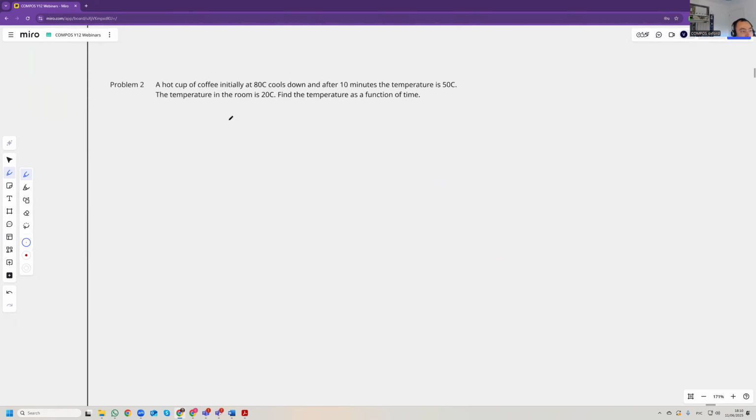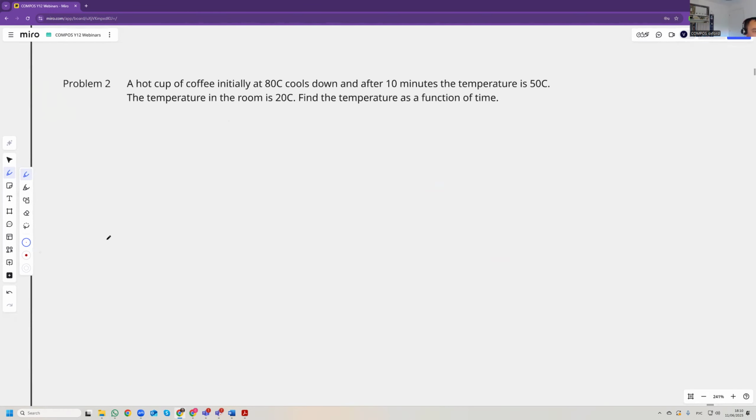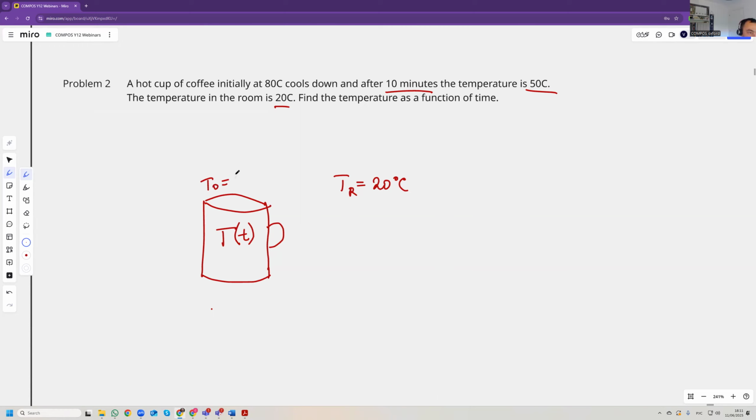Let's look at problem 2. A hot cup of coffee initially at 80 degrees cools down, and after 10 minutes, the temperature is 50 degrees. The temperature in the room is 20 degrees. Find the temperature as a function of time. So you have a hot cup of coffee, and the temperature is T, which depends on time, so T is a function of time. Then the temperature outside is 20 degrees, let's call it the temperature of the room, and T0, the initial temperature, is 80 degrees.